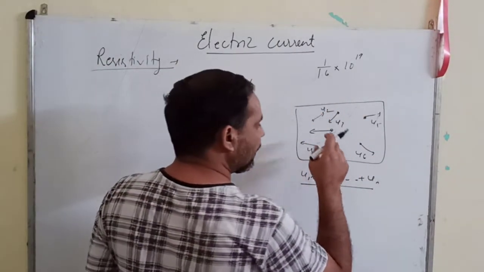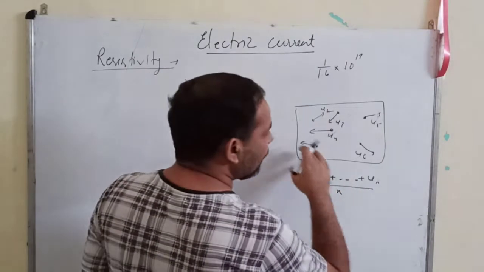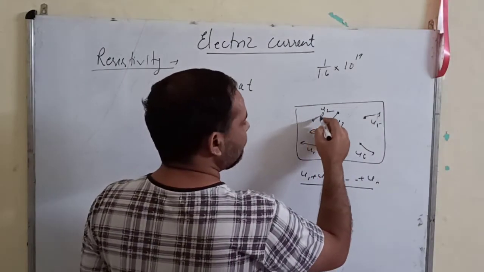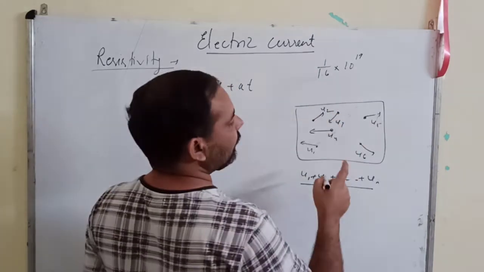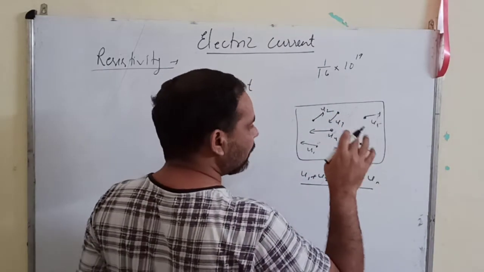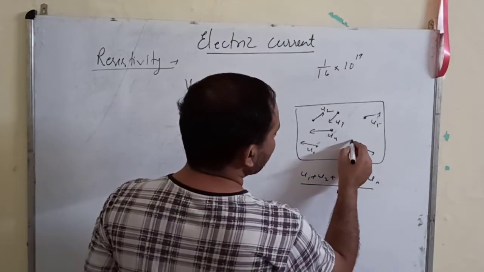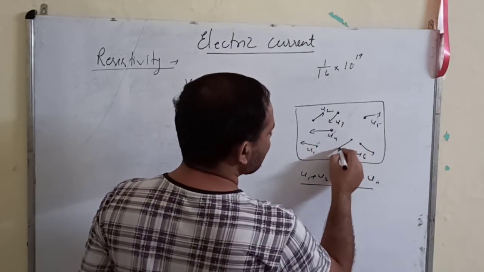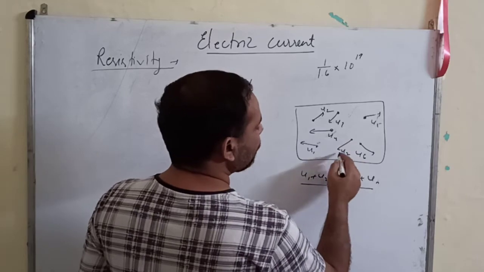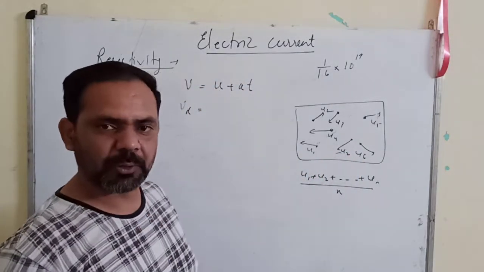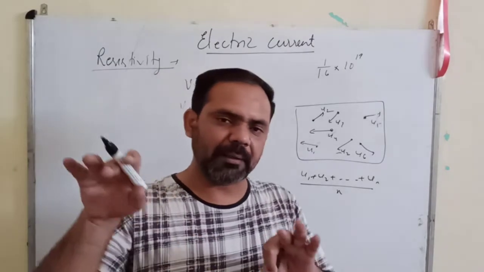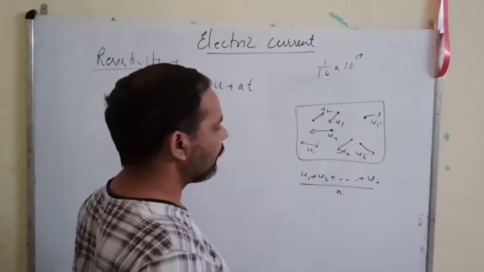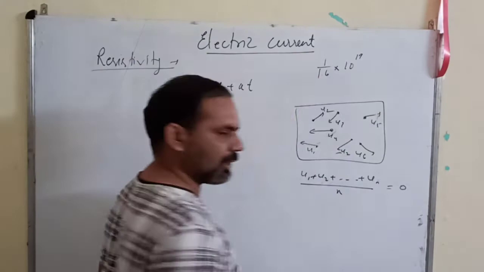Now you can easily understand that in such a large number, if this electron is moving in this direction, there will be some other electron. You can simply assume that there will be another electron which would be moving just in the opposite direction to u2, means with minus u2. So when you take the average of all these, what you are going to get is 0.